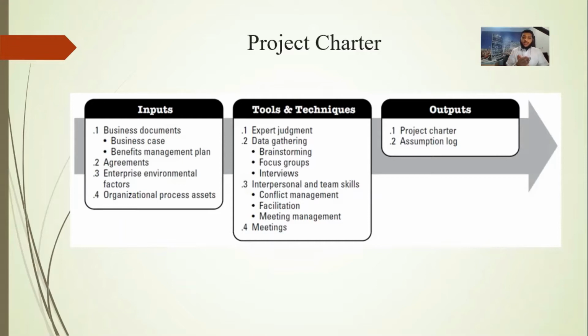We have here the inputs, tools and techniques, and outputs for each process. For the project charter, the input is the business documents, agreements, EEF and OPA. What do you mean by EEF and OPA? EEF is the enterprise environmental factors, and OPA is the organizational process assets. In the project charter, we have tools and techniques like expert judgment and data gathering. And finally, we have the output, which is the project charter, obviously, and the assumption log.